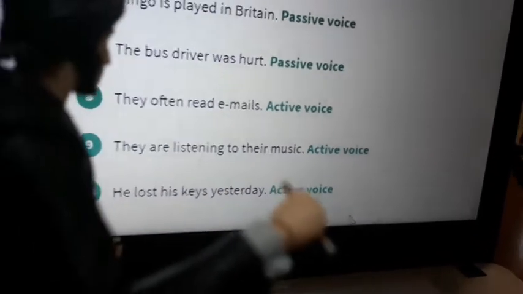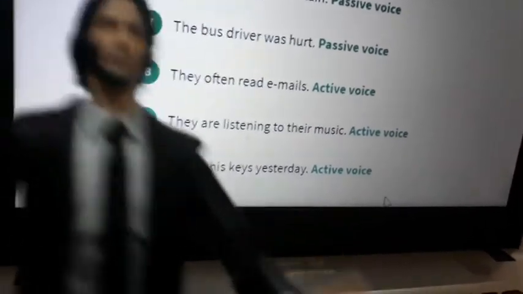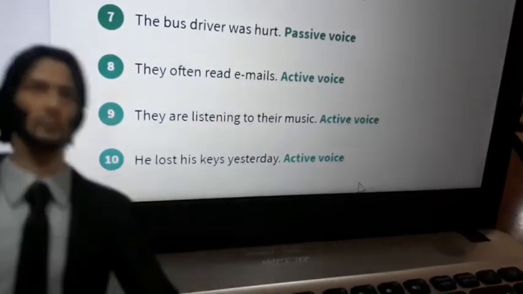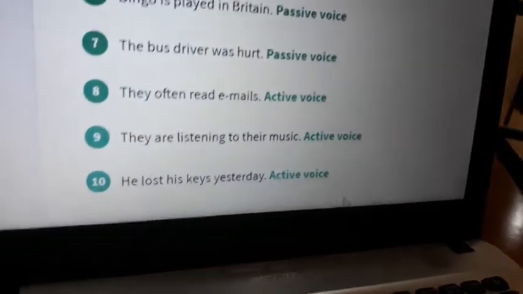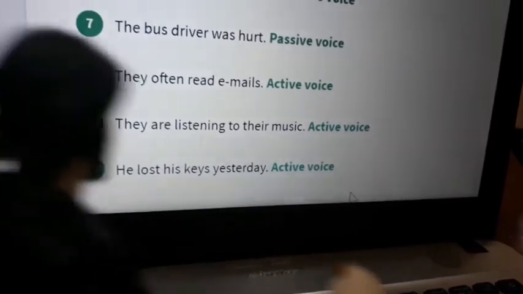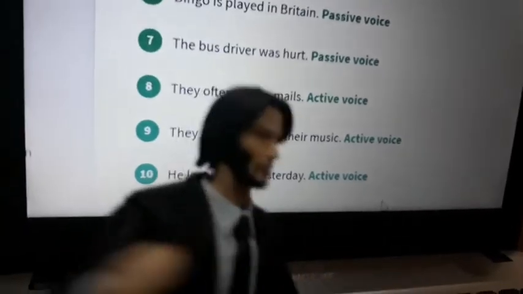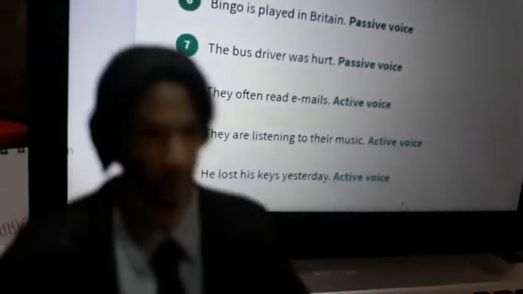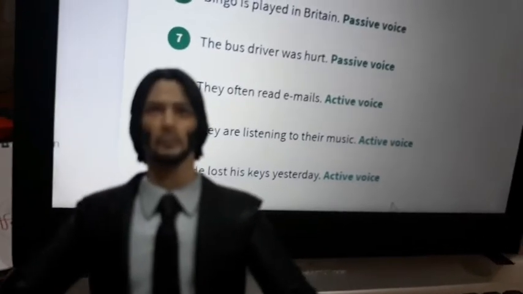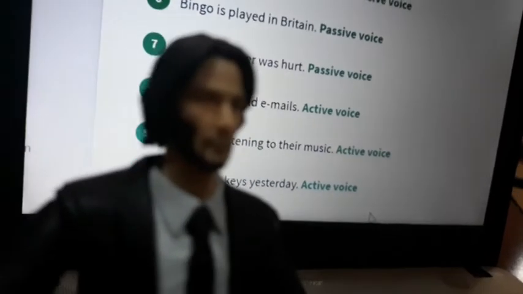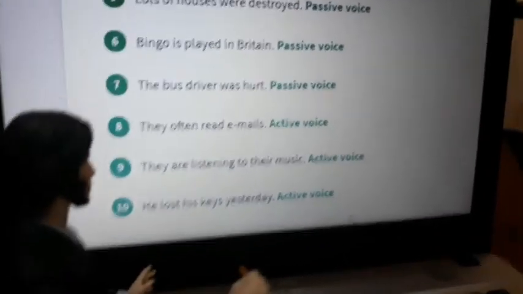Here, number 9, active voice. They are listening to their music. We are talking about what they are doing, the action they are doing. Number 10, he lost his keys yesterday. Again, active voice, because we are talking about an action that he did. What did he do? He lost his keys. Okay, let's go with the next exercise.